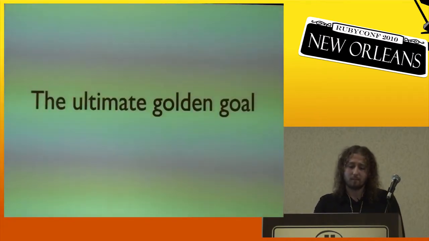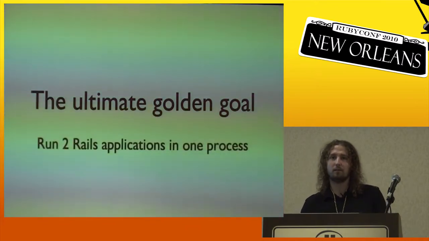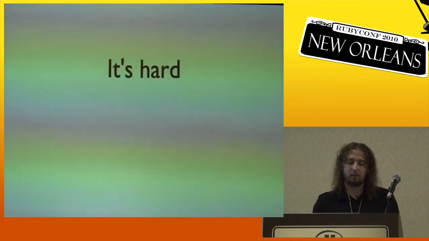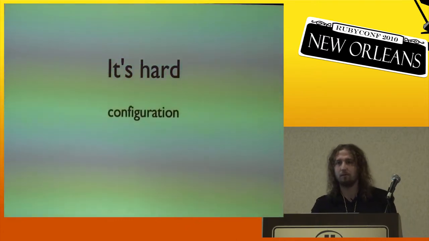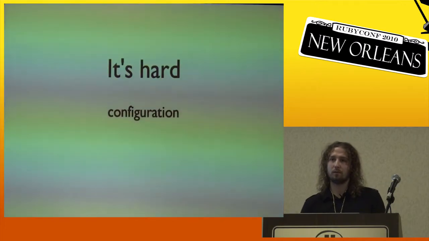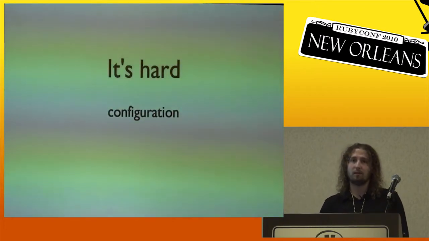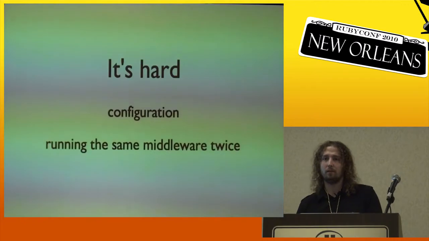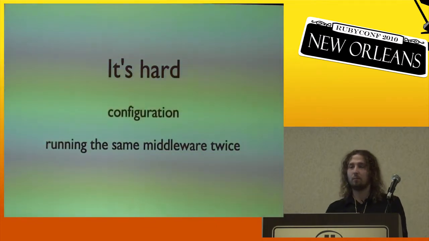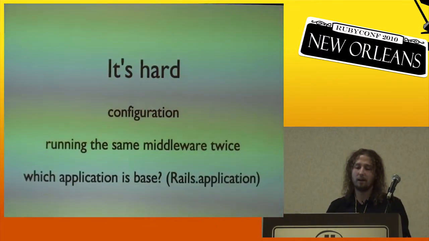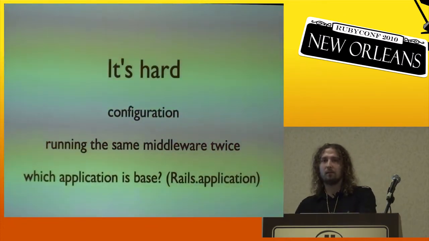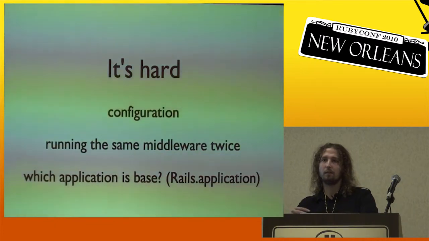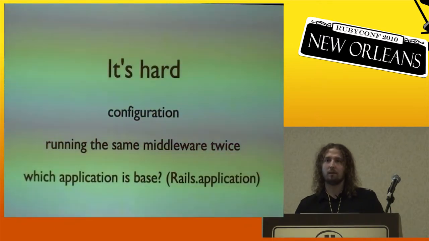Because our goal was to run two Rails applications in one process. And unfortunately, it's hard. For example, if two applications need to set values for some config values, you must choose which application should win. Or if you have some middlewares like the session middleware, it should be run only once. So you would have to somehow say that some middlewares should run only on the host application. And for example, if you load one application, how do you know if it's only a dependency, and another application will be loaded afterwards, or if it is the host application?